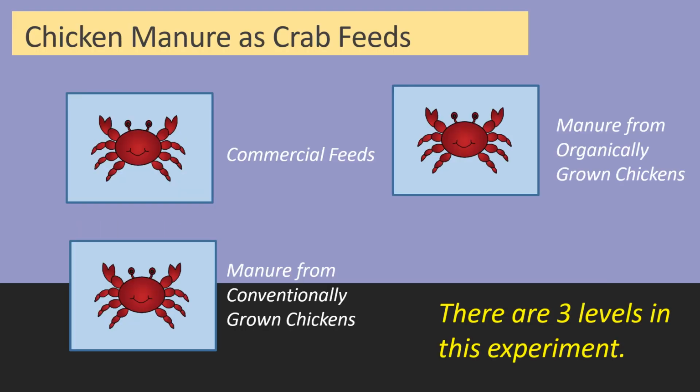So given this example, again, chicken manure as crab feed. We have three levels. Level 1, we have the use of the commercial feed. Level 2, the use of manure from conventionally grown chickens. And level 3 means we have manure from organically grown chickens. So level means treatment.